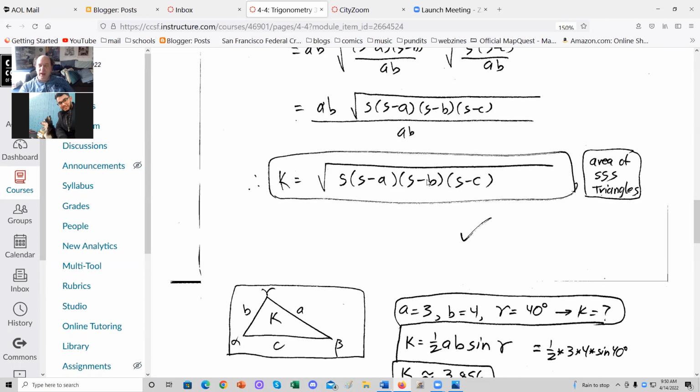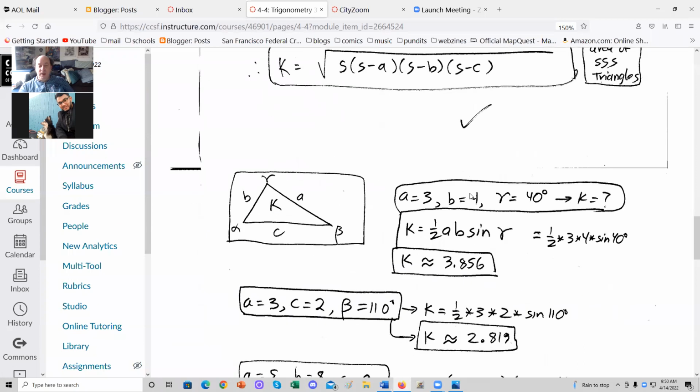All right, so here's the area of a triangle. So let's do some examples. Here's a triangle, sides A, B, and C, angles alpha, beta, and gamma. A equals 3, B equals 4, and gamma, the angle in between, is 40 degrees. What's K? It's a half AB sine gamma, so 1/2 times 3 times 4 times sine 40. Push a few buttons on a calculator and get K as approximately 3.856. I recommend at least 3 decimal points.